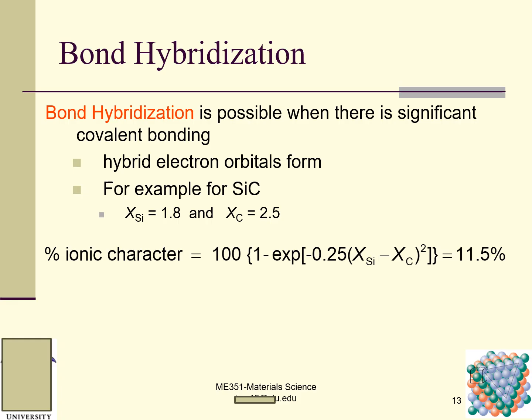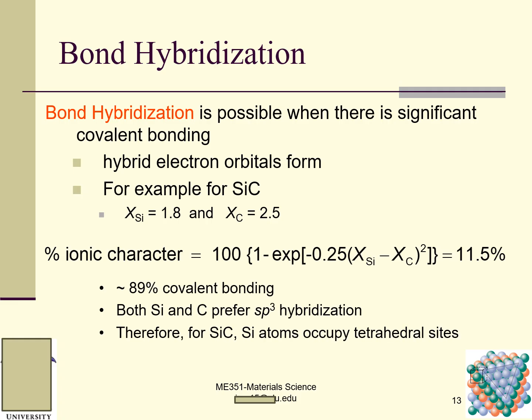Okay, so this is very, very low when compared with calcium fluoride. With only 11.5, we know there must be some other bonding, so that means about 89% is covalent bonding, and both silicon and carbon prefer sp3 hybridization, and therefore for silicon carbide, silicon atoms occupy the tetrahedral sites.